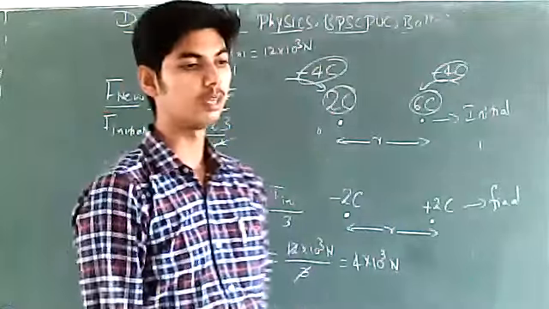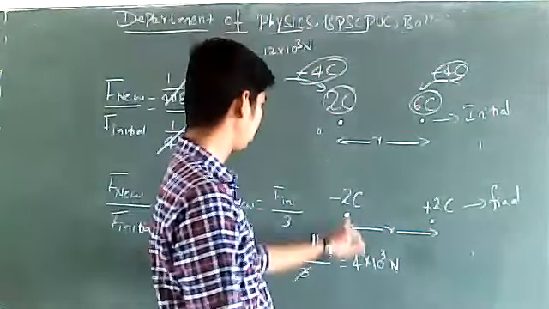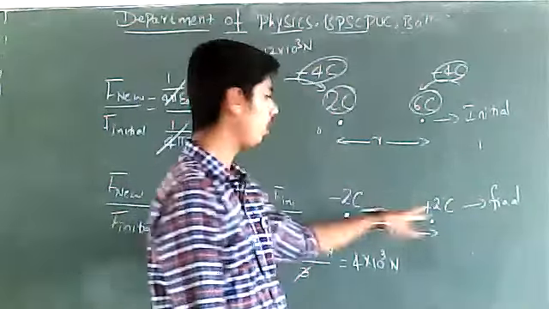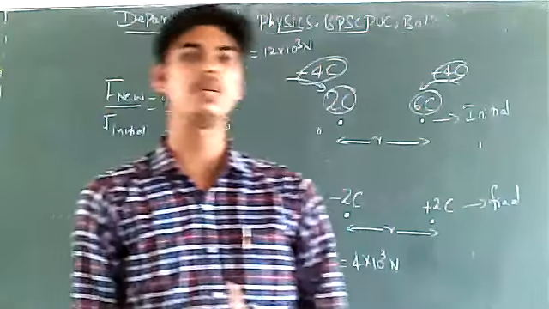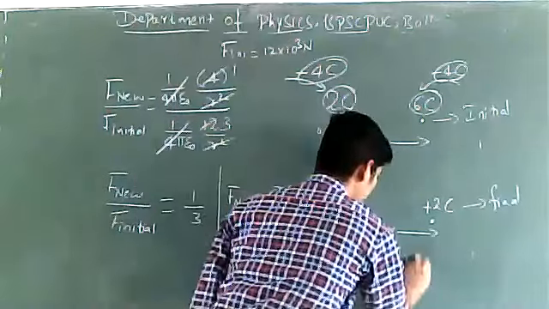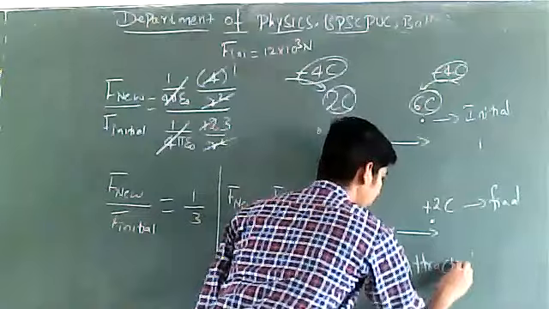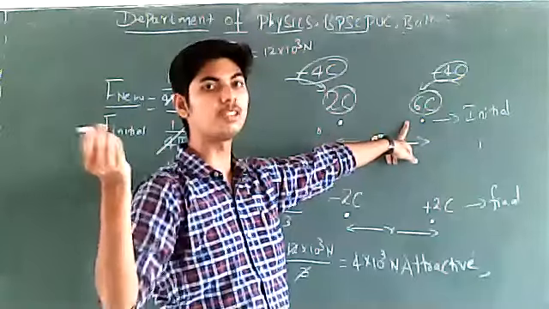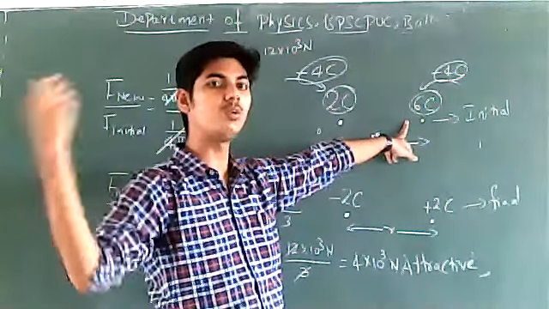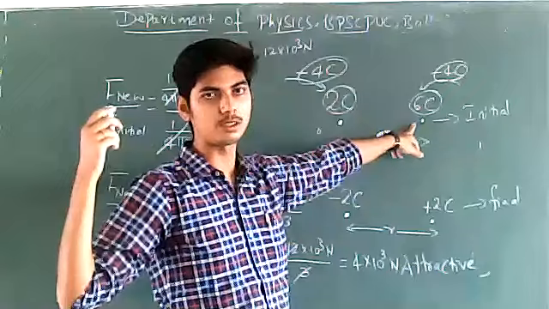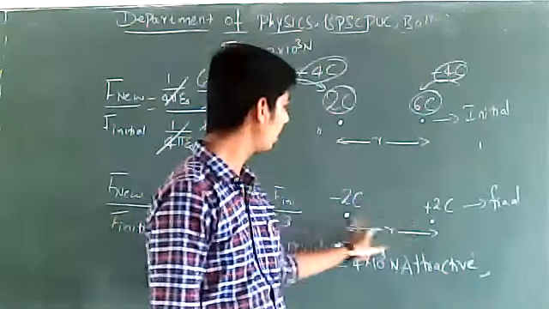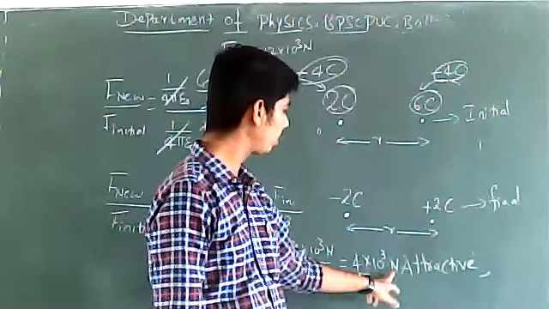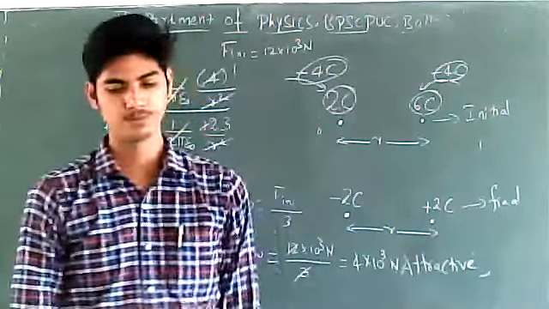Attractive or repulsive, that must be decided. See, this is a negative charge and this is a positive charge. The force between unlike charges will always be attractive. So this will be attractive. Initially the force between the two charges was repulsive, 12 into 10 power 3 Newton, because both were like charges. Now the charges are unlike, right? The force between the two charges now is 4 into 10 power 3 Newton attractive.